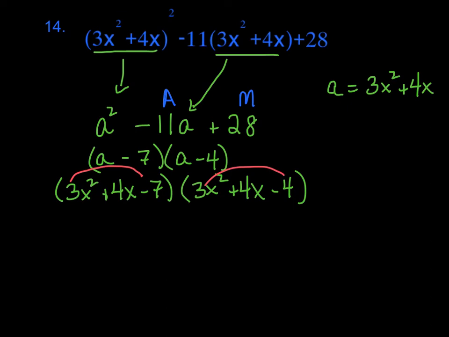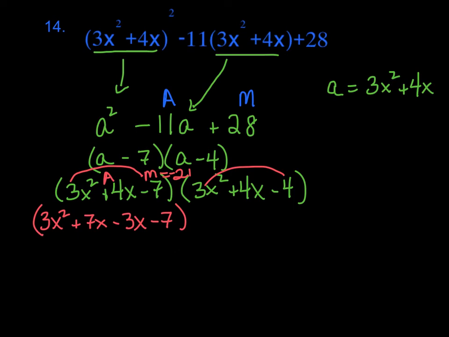Okay? So let's look at the left. We want to figure out what adds to 4, and multiplies to negative 21. Okay. All right, so let's bring down the first term, that's 3x squared, and then I'm going to get plus 7x and minus 3x, and then bring down that minus 7.